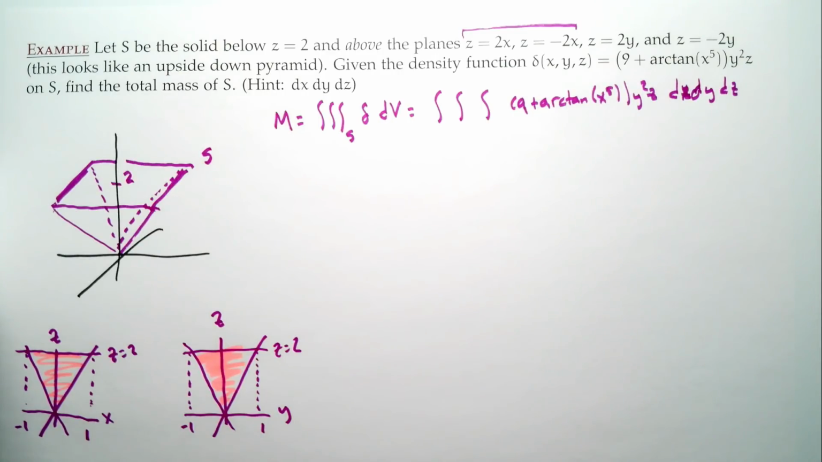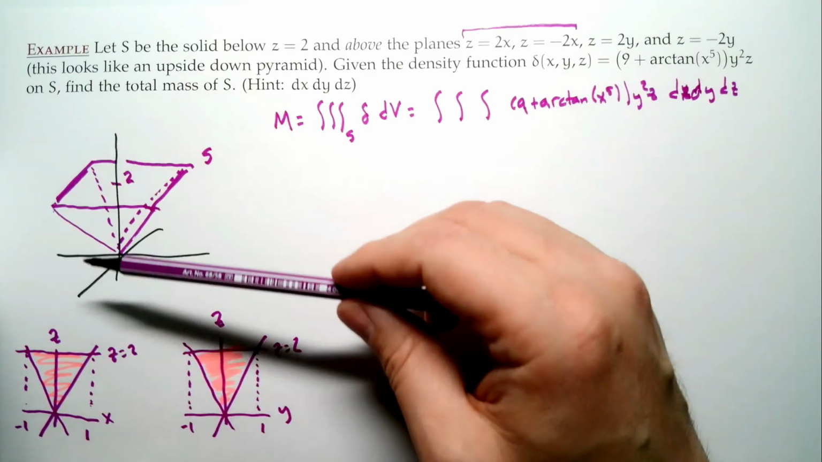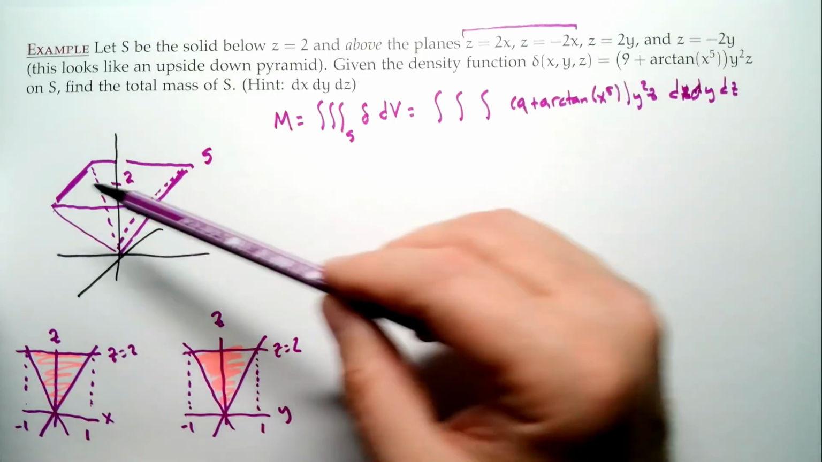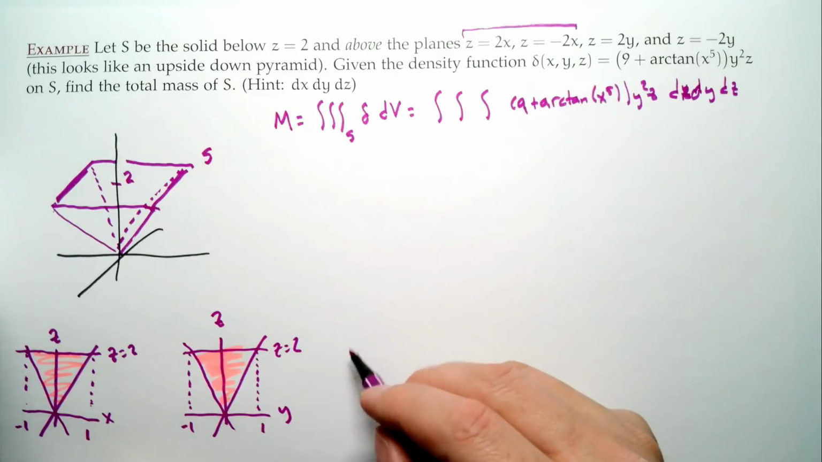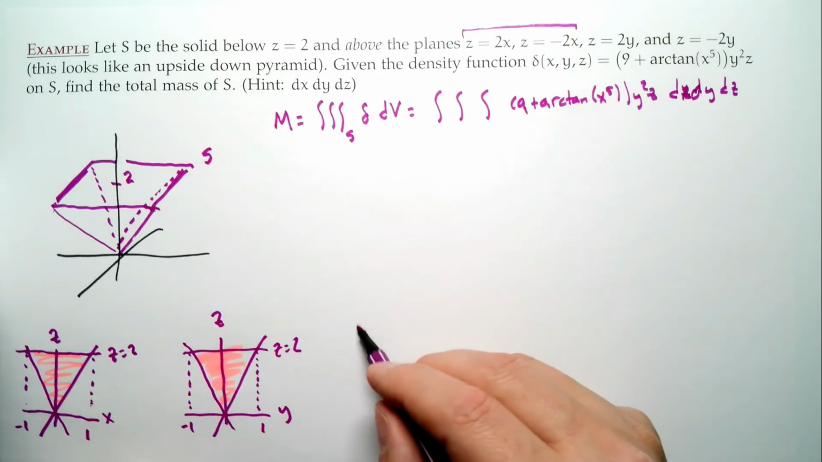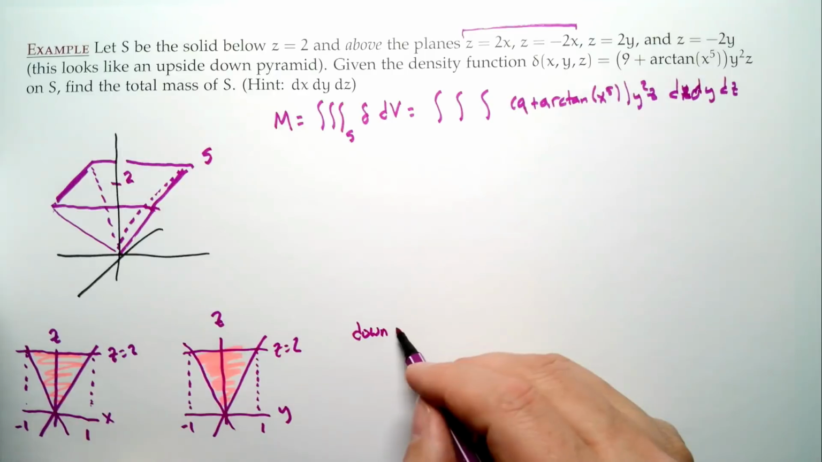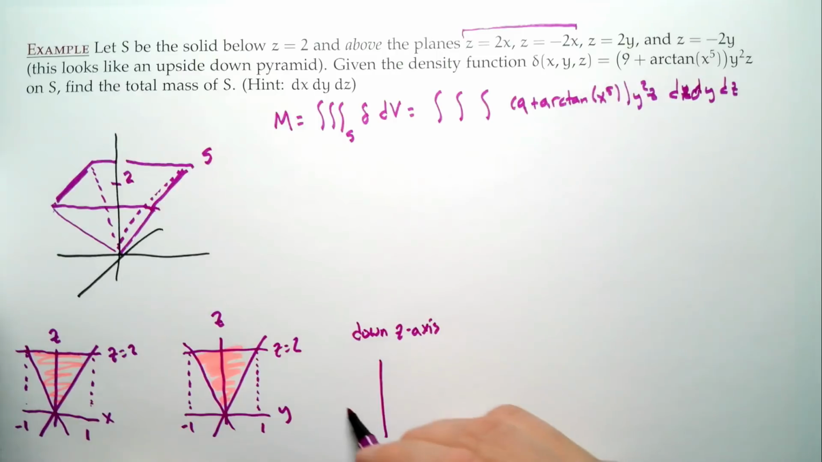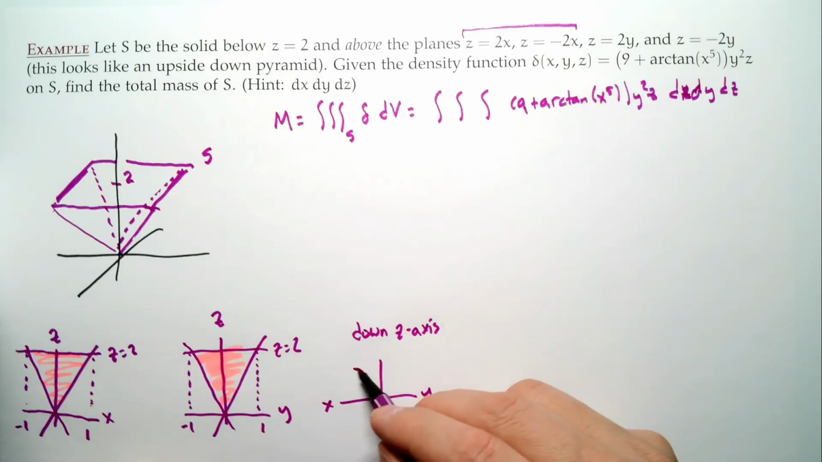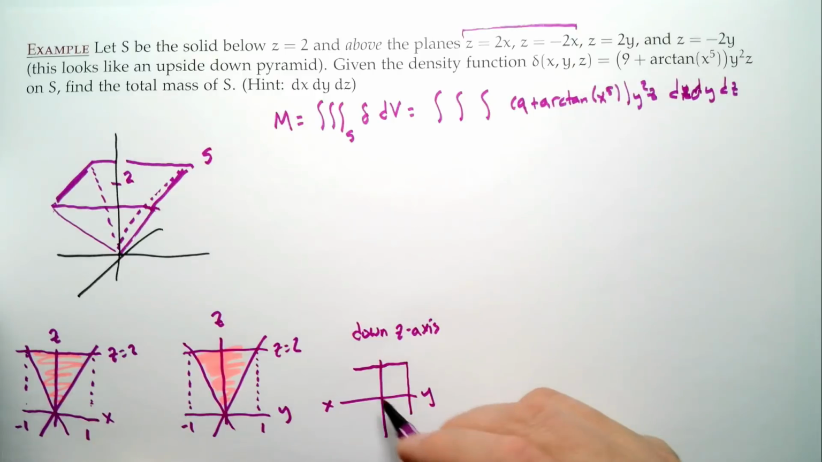Why? Well, if you think about it in terms of how z varies, the challenge is that, well, actually, let's do it this way. Suppose you look from above. So down the z-axis, we'll draw ourselves a quick picture here. If I was looking down the z-axis, what would I see? I'd see the xy plane, and I would see the top of my shape would just be a square.